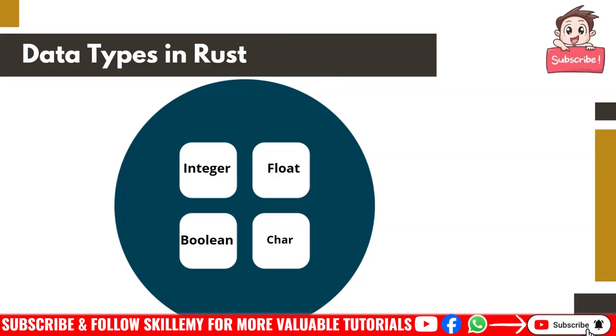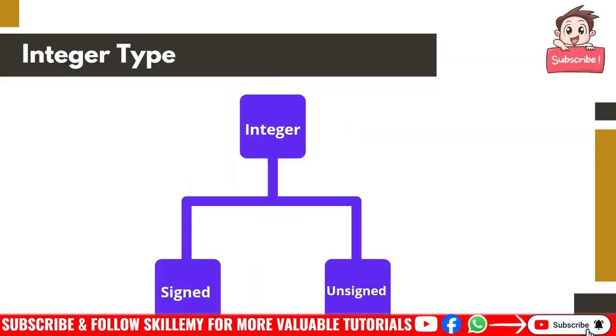In this video, we'll discuss what are different data types in Rust. So there are four primary data types in Rust, and they are also known as the scalar types. First one is integer type, second one is floating point types, third one is Boolean data type, and fourth one is character type. So let us first focus on integer type.